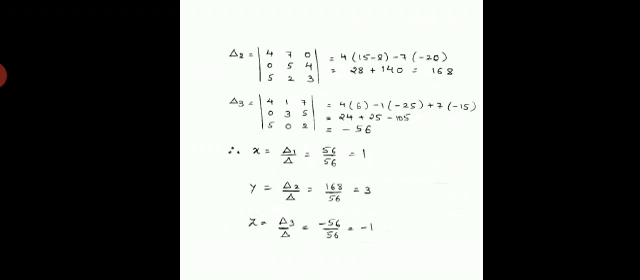So now divide delta 1 by delta to get the value of x. That is equal to, delta 1 here is 56 and delta here is 56. So when you divide 56 by 56, you get 1. And y is equal to delta 2 upon delta, which is 168 upon 56, which is equal to 3. And the z value is equal to delta 3 upon delta, that is minus 56 upon 56, which is equal to minus 1.